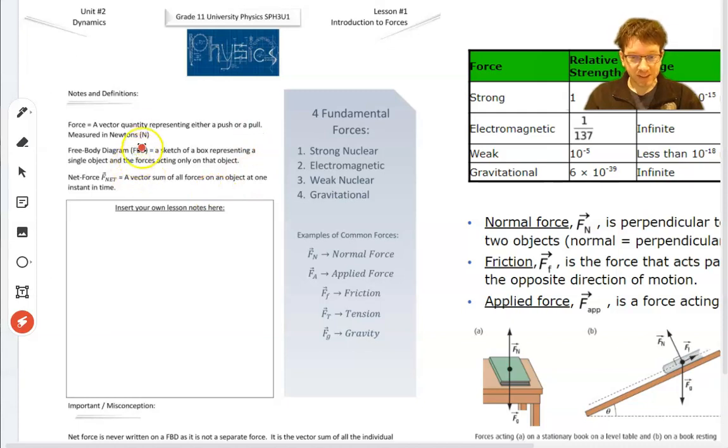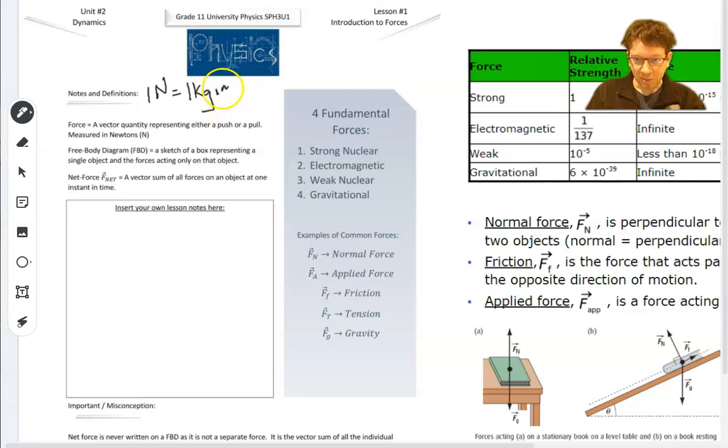Now we measure forces in units we call newtons. Just like we measure mass in kilograms, time in seconds, length in meters, forces we measure in newtons. And 1 newton is defined as the force required to have 1 kilogram accelerate at 1 meter per second squared. So 1 newton is defined as 1 kilogram times meters per second squared.